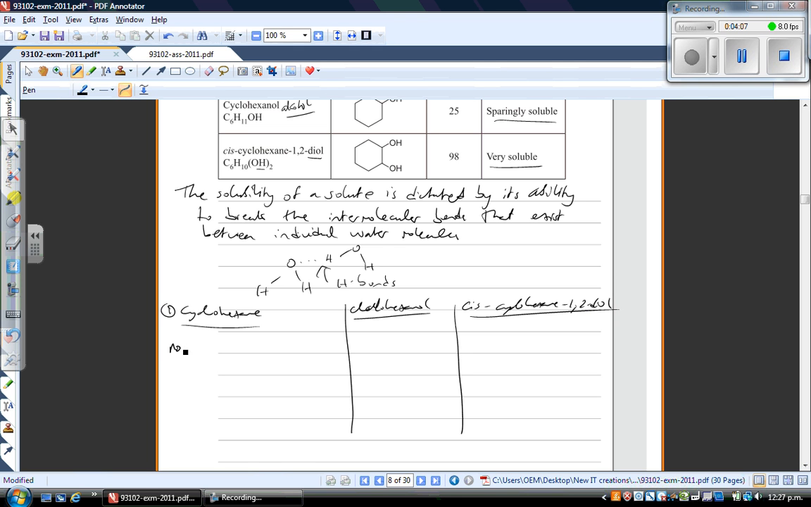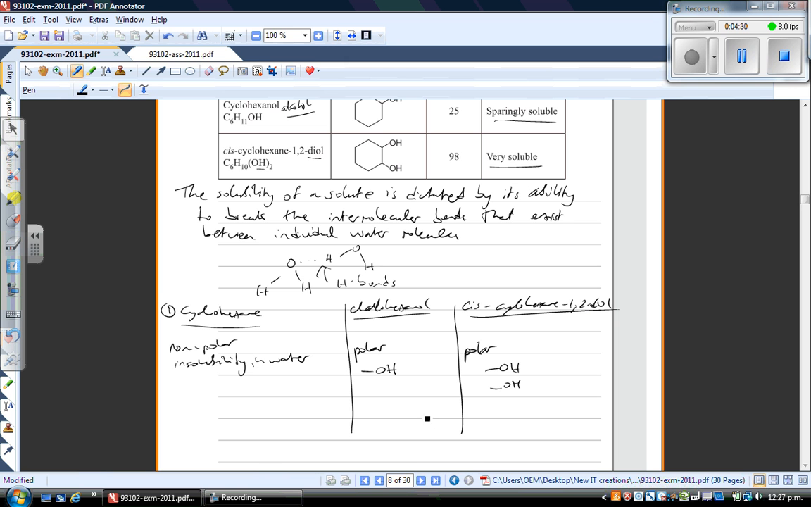Cyclohexane is nonpolar, and therefore it's insoluble, so that accounts for its insolubility in water, which is a polar solvent. Cyclohexanol is polar, and that's because of the OH group. And this compound here, cis cyclohexane 1,2-diol, is also polar. It has 2 OH groups.